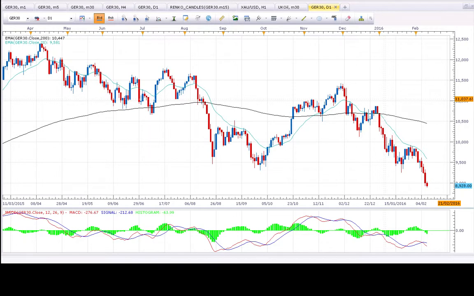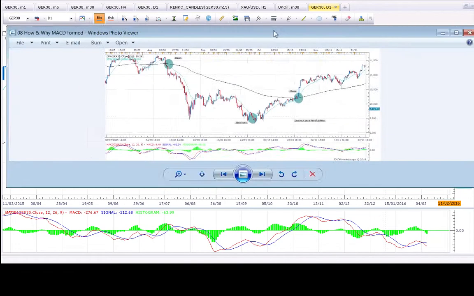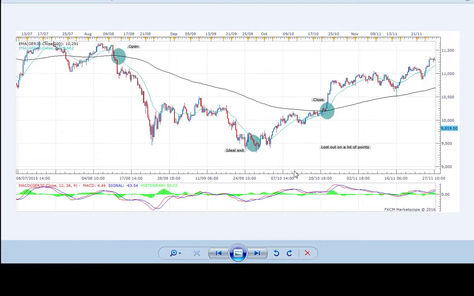In true Blue Peter fashion, let's just bring this chart up here. Here's one I prepared earlier, so you can easily trade moving averages on your own. For example, looking at this 200-day moving average and 20-day moving average on the German DAX chart, you can easily see an entry and an exit here.